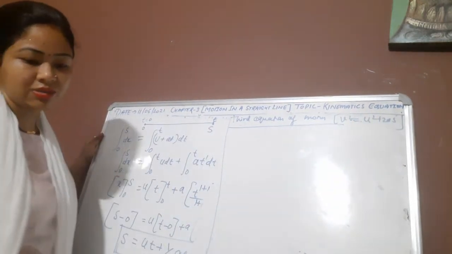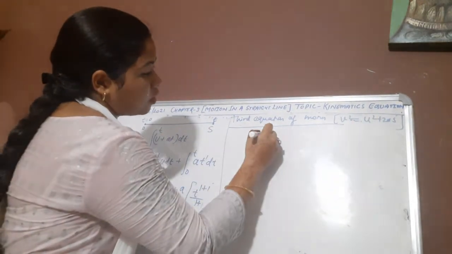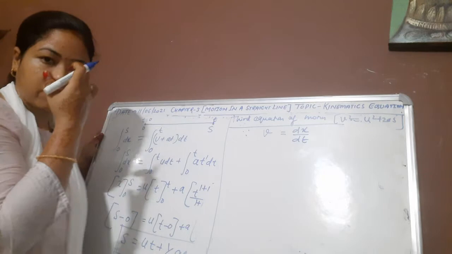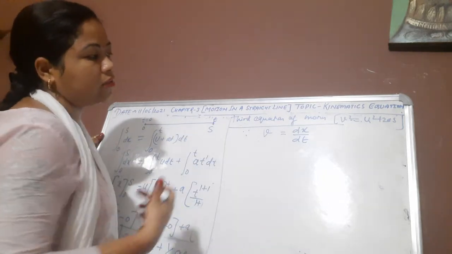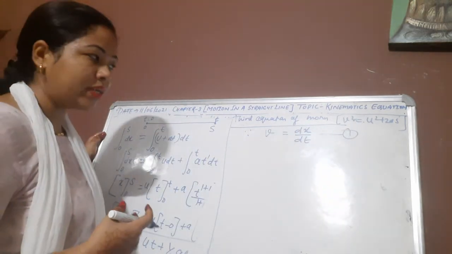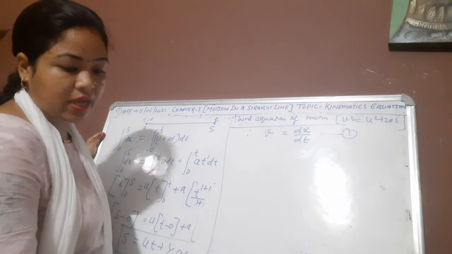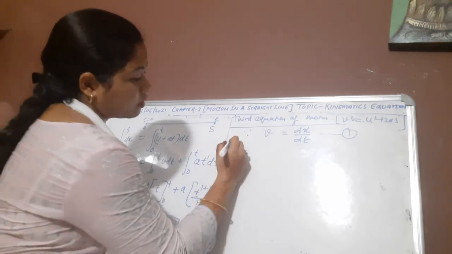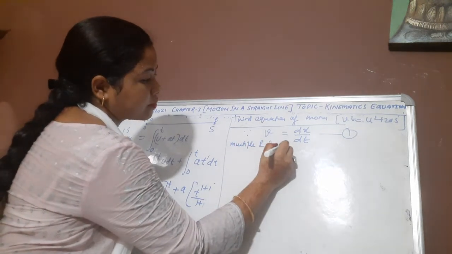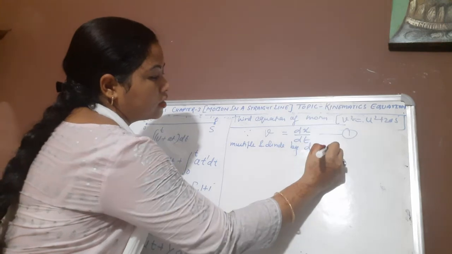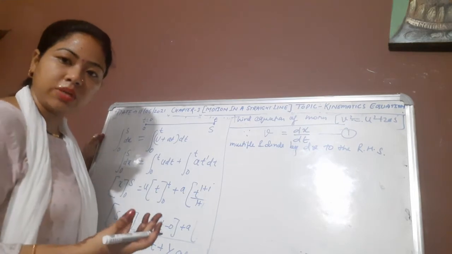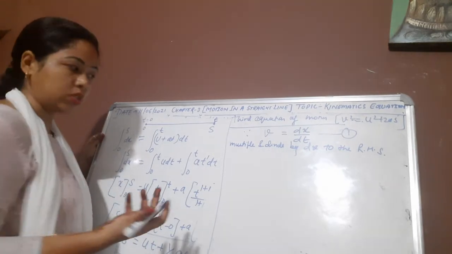This equation of motion starts from the formula v equals dx upon dt, from the formula of instantaneous velocity, as we know that v equals dx upon dt. This is our equation number 1. Now you have to manipulate this equation. At the right hand side, what will you do? Multiply and divide by dv. Whenever you multiply and divide the same term, there will be no effect on the equation.